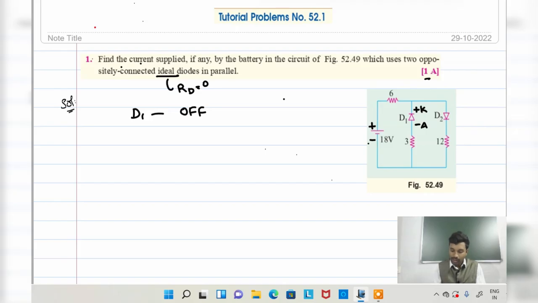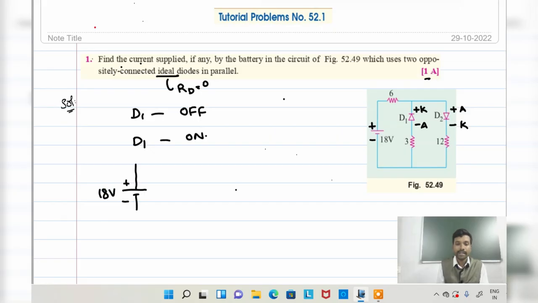After that, this negative terminal is connected to the cathode and this positive terminal is connected to the anode, right? So in this case, the diode acts as forward bias. Forward bias means an on switch. With these two conditions, we can draw the equivalent circuit diagram. So here plus and minus, what is the voltage given? 18 volt. After that, the resistance is 6 ohm.